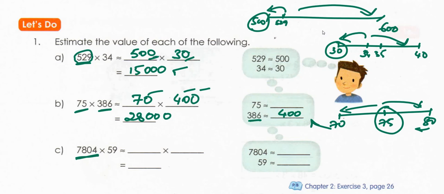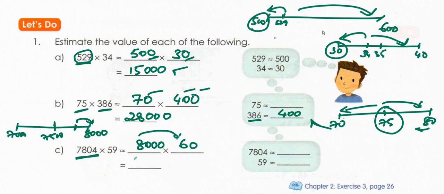7804. If I explain here, this is your 7000 and this is your 8000. Then 7804 will be here, somewhere here. This is your 7500. After 7500 you get 7800. So this is closer to 8000. So you take it as 8000, and 59 is closer to how much? 60. Now you can do it.